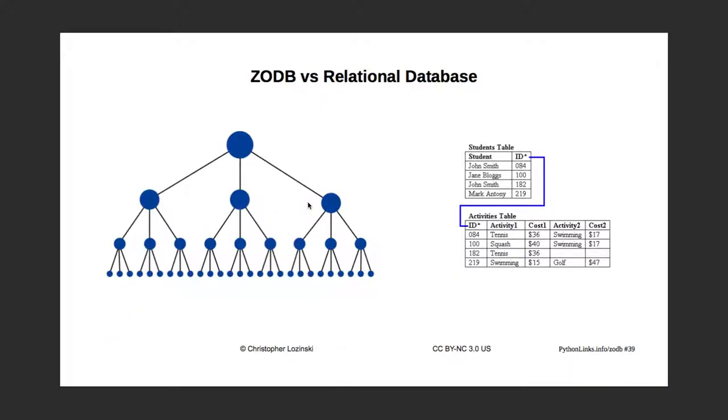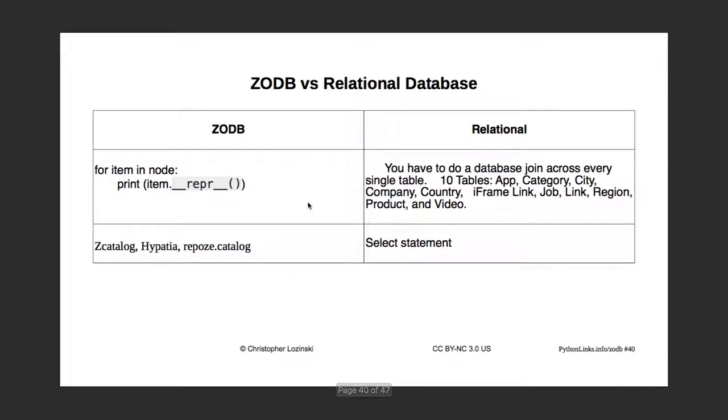The next question everyone asks is, how does this compare to relational databases? So we have a sense of a tree or a graph, and everybody knows about tables and relational databases. There are some things that are really easy to do in ZODB and very hard to do in relational databases. In some of my websites, I have 10 different classes. Think of them as 10 different tables. If there are 10 different classes in a particular node of the tree, it's very easy to iterate over them. You just do a for loop in Python. If you try to do that in a relational database structure, you have to do a join across 10 different tables.